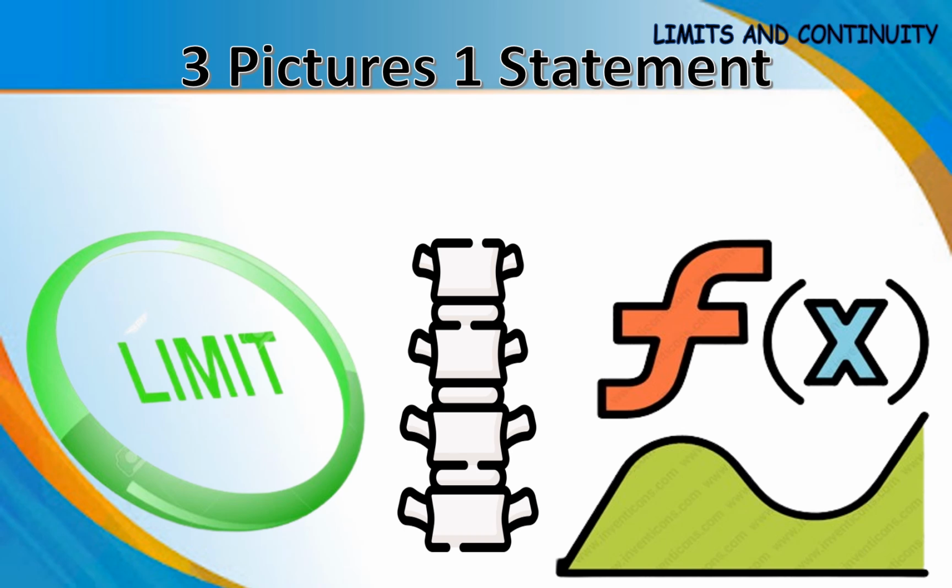So as you can see here, there are three pictures. The first picture is a green disk with the word limit in the middle. And there is a spinal cord in the middle. And there's also a graph with a curve shaded green at the bottom and the word f of x, or function of x, on top. So what do you think I am trying to say here? If you're ready, you may unpause this video.